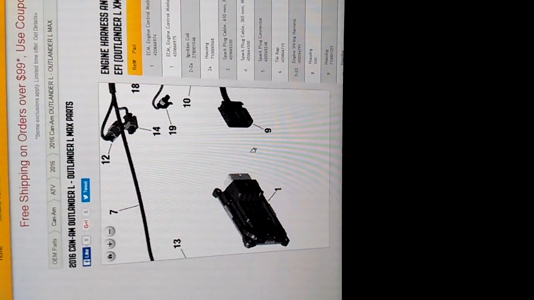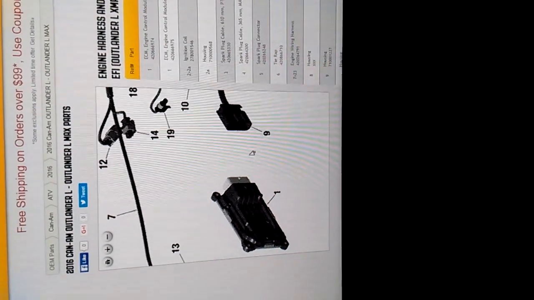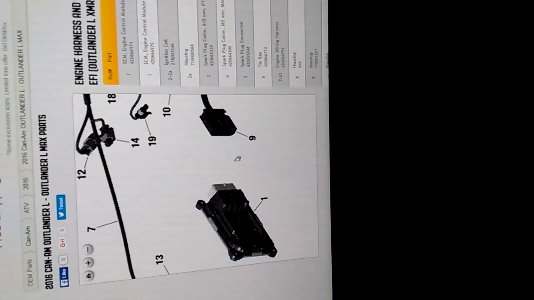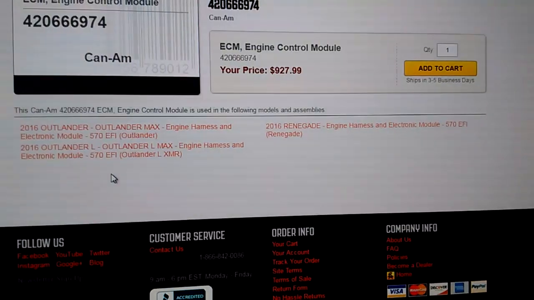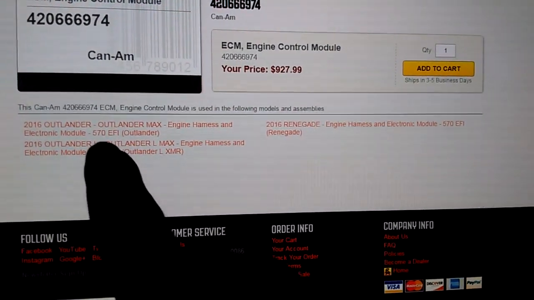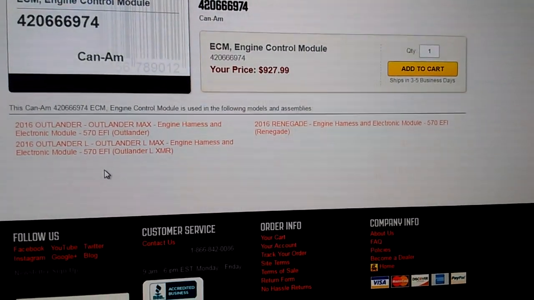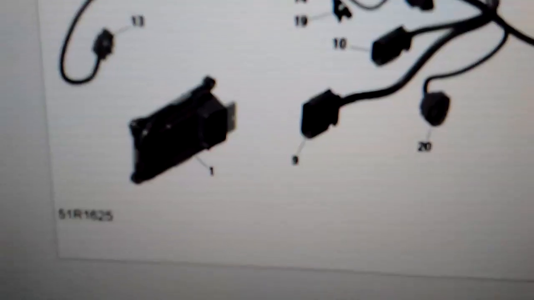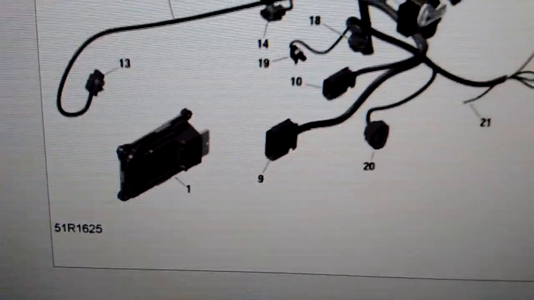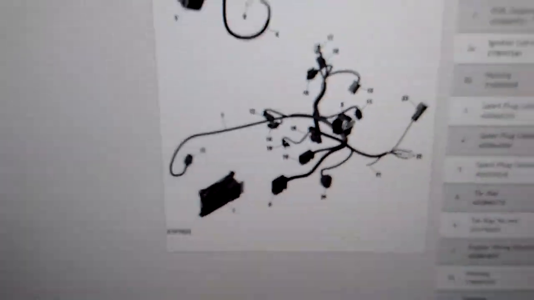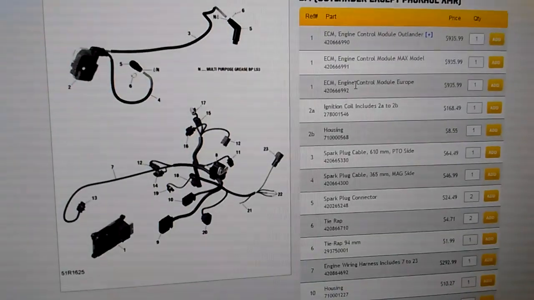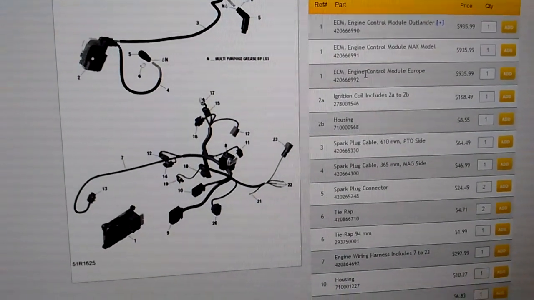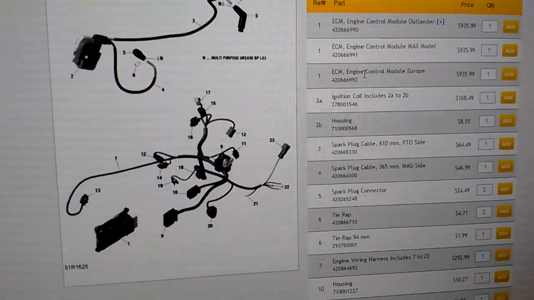You're just as likely to have this problem on the $10,000 or the $20,000 XMR as you are on the $7,000 Outlander L. Same computer is used on all the 570s, even the XMR. And the 650 XMR. And the 1000 XMR. They all use the exact same style computer and connector. The reason your computer got water in is not because it's the base model. Every single Can-Am uses the exact same design computer.